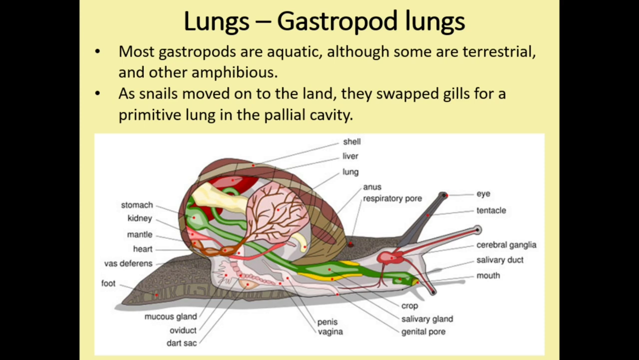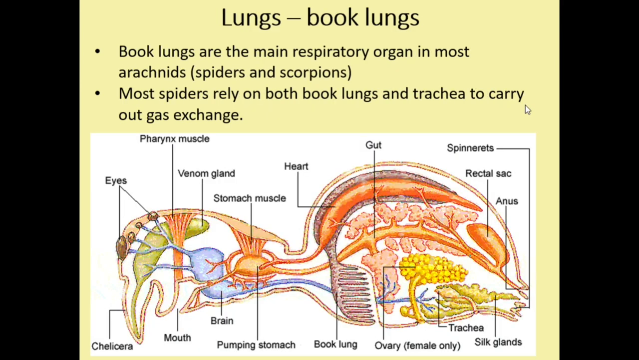So as these gastropods, as our snails, started to move onto land, they moved away from gills and evolved these primitive lungs in the pallial cavity, which we can see up here within this snail. When you look at a slug or snail, if you look at the mantle, which is this part behind the head here, you will see the respiratory pore. It's called a pneumostome, and you'll actually see the slug or the snail opening and closing this. You don't want to leave it open all the time because when it's open, you can lose water through evaporation. So they'll close it when they don't need it, and they'll bring in air through the pneumostome, and it can be delivered then to their primitive basic lung. Okay, so that's the gastropod.